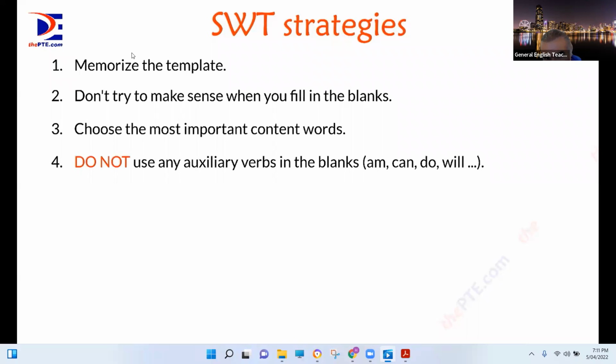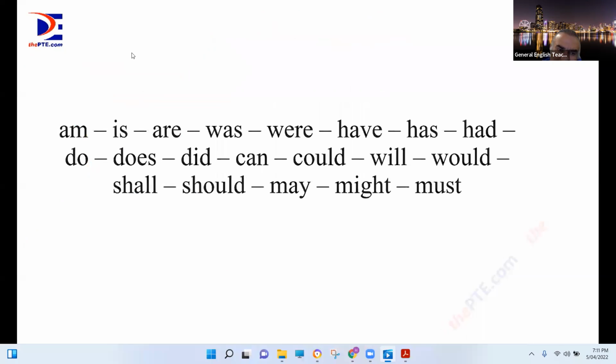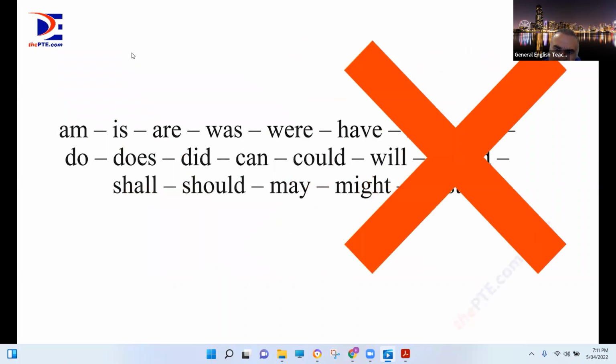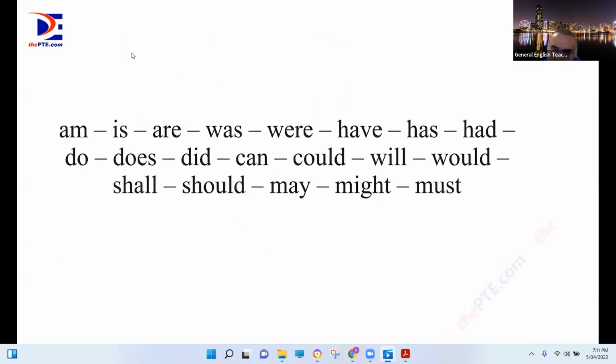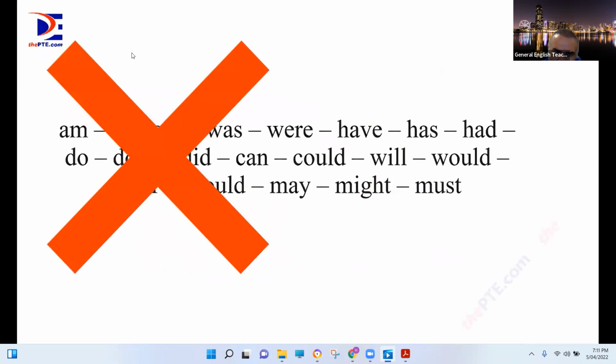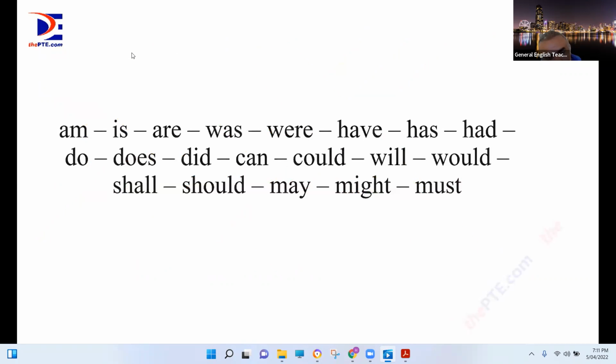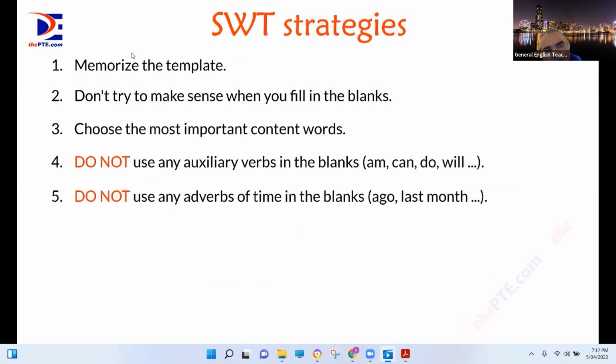Number 4. Do not use any auxiliary verbs or helping verbs in the blanks. Auxiliary verbs such as am, is, are, and the rest, as you can see here in this list. The reason is that once you throw in a helping verb or an auxiliary verb, it messes with the grammar of the template. So no auxiliary verbs in the blanks.